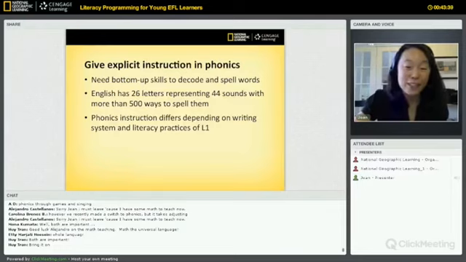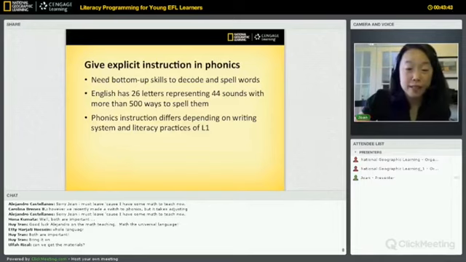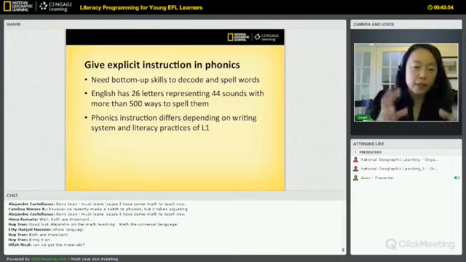Okay, English is not so easy to learn. Phonics instruction can also differ depending on the writing system and your literacy practices, right? So if you are a Chinese speaker or Arabic speaker, you use a completely different writing system. So it really is dependent on the native language. Okay, so I don't get into telling people exactly how to give phonics instruction because sometimes that depends on your native language and where you come from.